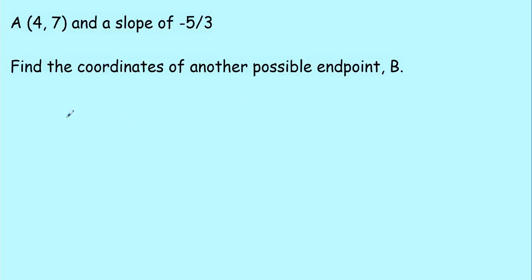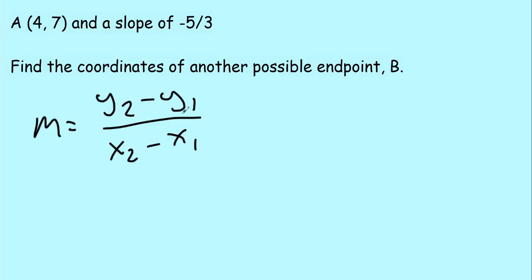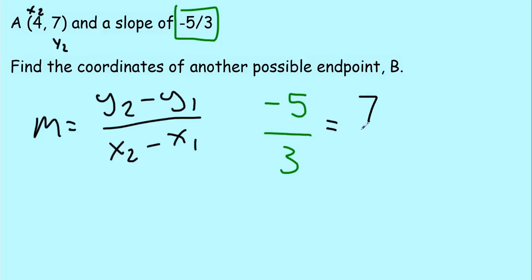Now what happens if you actually do want to use the y2 minus y1 formula to figure out the other endpoint? It is possible if I have my m already, which in this case is -5 over 3. We're just going to use the same example. So -5 over 3 is equal to some y, which we already know, I'm going to make this my x2 and y2. So 7 minus some y1 over 4 minus some x1.